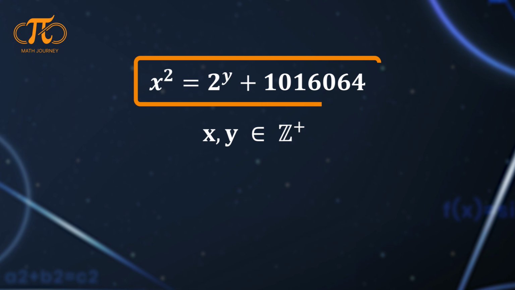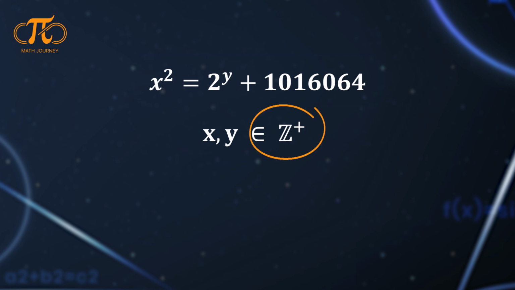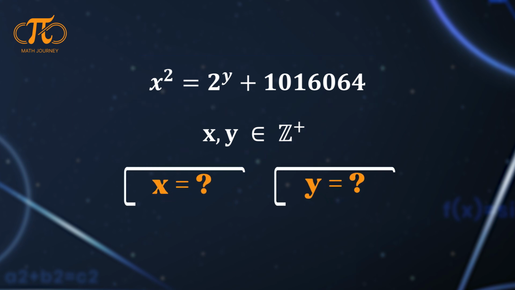x squared equals 2 raised to the power of y, plus 1,016,064. Where x and y are positive integers, we need to find a solution for x and y.